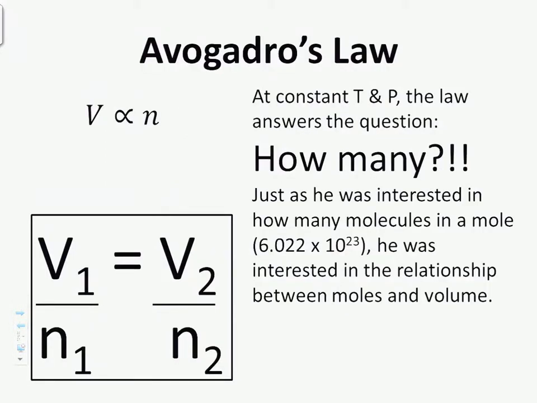Before we get into that, let's look at Avogadro's law. Okay, Avogadro's law looks at the relationship between volume and moles. He was interested in this relationship specifically because he was the one who came up with 6.022 times 10 to the 23rd, which is the relationship between the number of molecules in a mole. And so that's the number he was interested in. So as he was exploring that molar relationship, he found out that volume was indeed directly proportional to the number of moles.